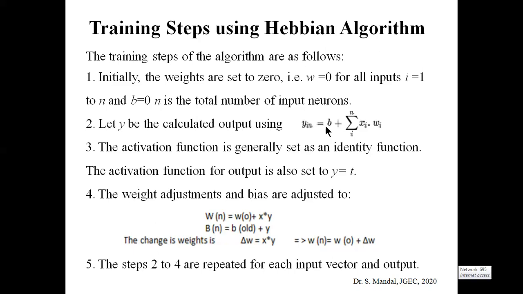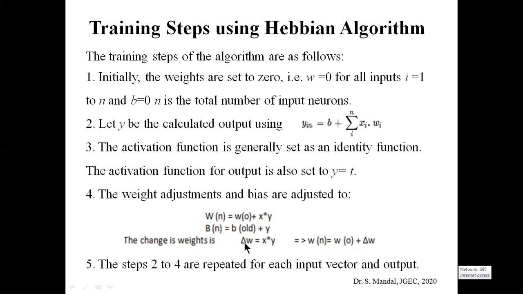Next, the weight will be adjusted. Weight and bias are adjusted using the following formulas. The new weight equals the old weight plus x into y, where x is the input and y is the output. The bias value is also updated, with a slight change in the formula: the new bias equals the old bias plus y only.